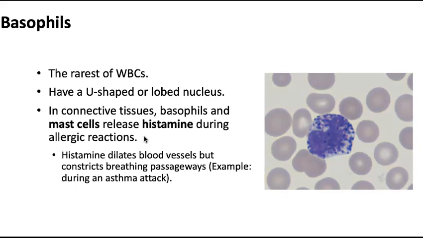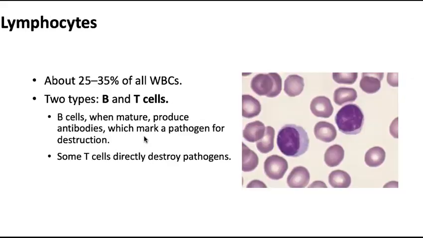So eosinophils and basophils and mast cells all work together to create allergic reactions and are releasing histamine so that they can dilate the blood vessels, but it will constrict breathing passageways, which is what is going to cause an asthma attack to take place.